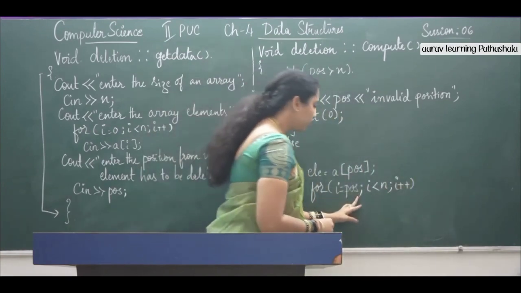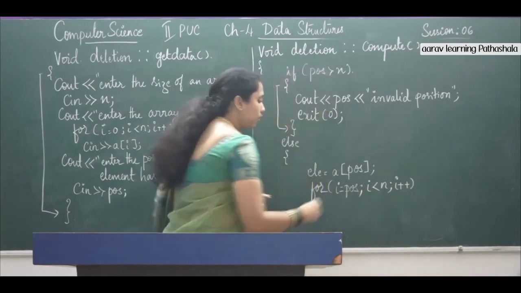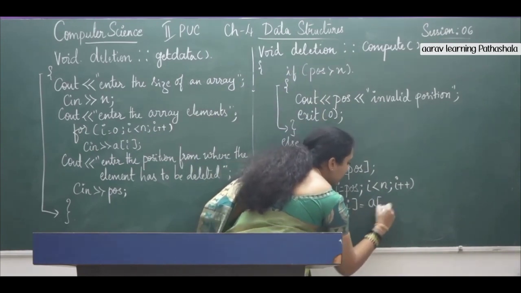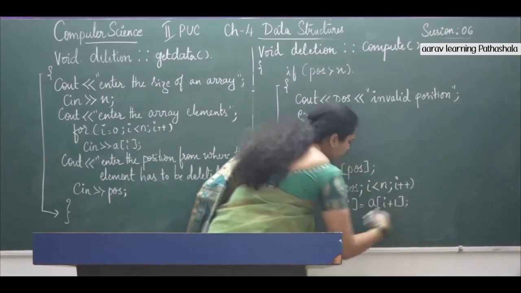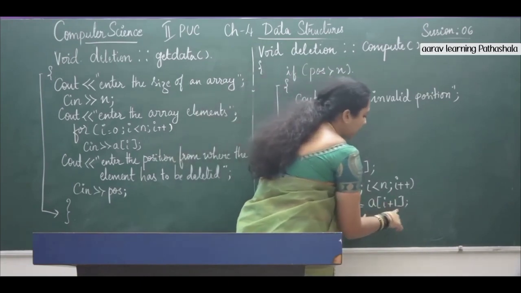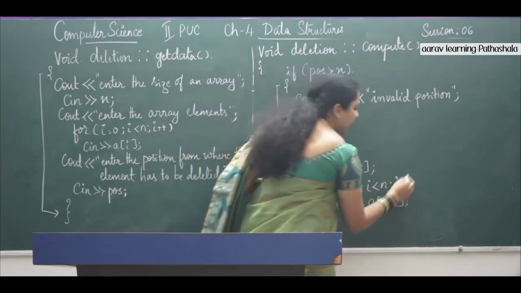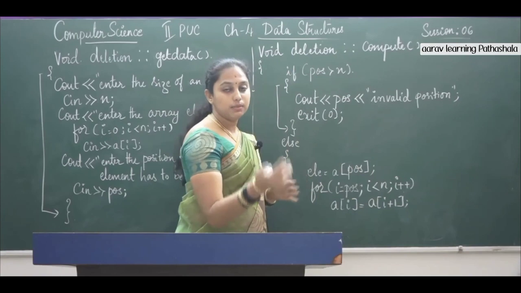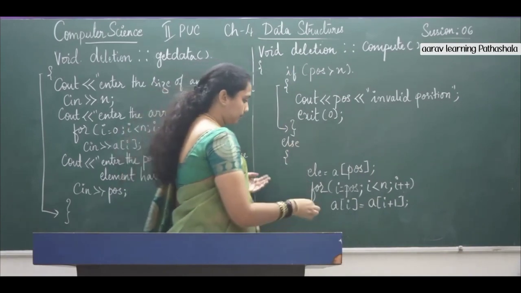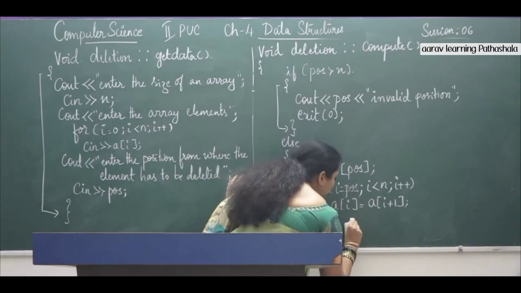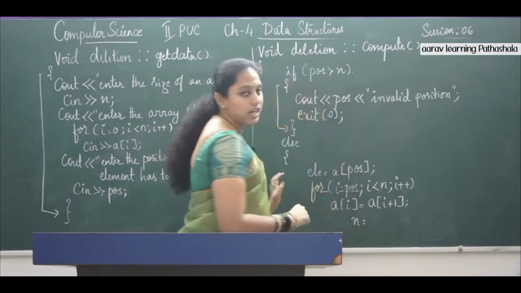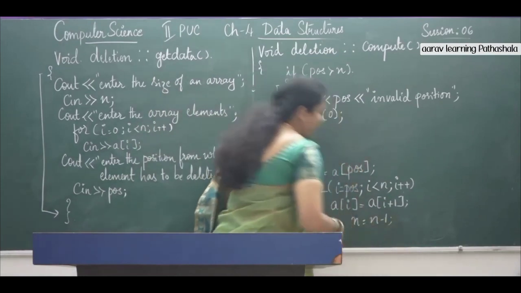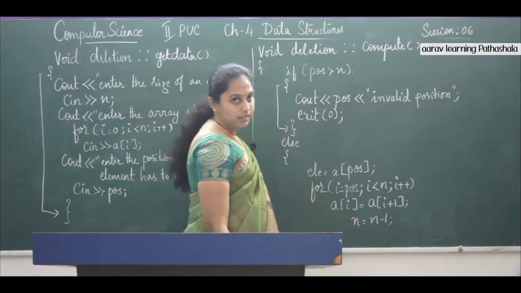For I is equal to position, I less than n, what we can do, we can shift the higher order positions to its lower order positions. So that's why A of I is equal to A of I plus 1. Then I gets increment. We are going to the next higher position to shift that element to its lower order position. So after shifting all the elements, the size of an array is decreased. That is, n is equal to n minus 1.